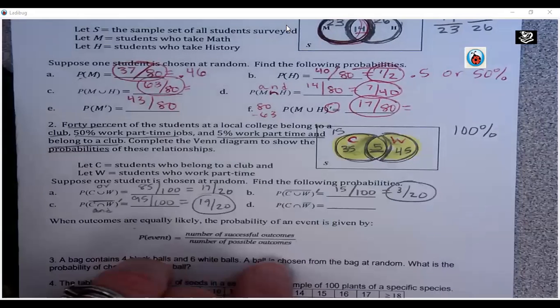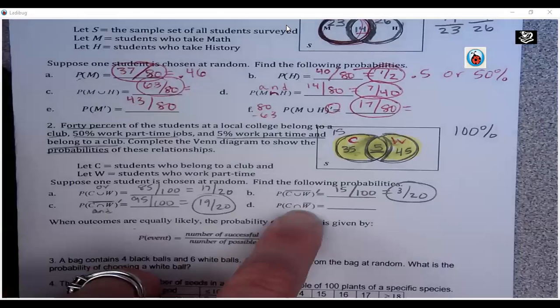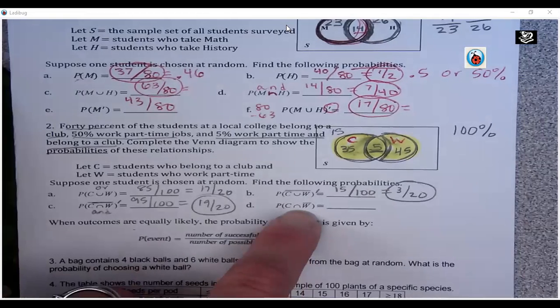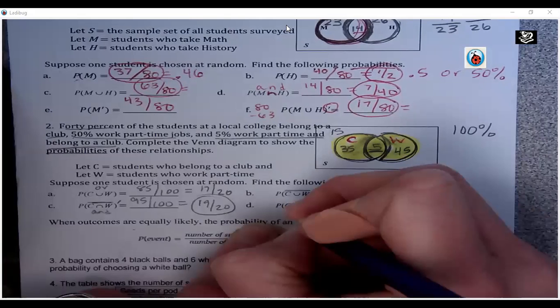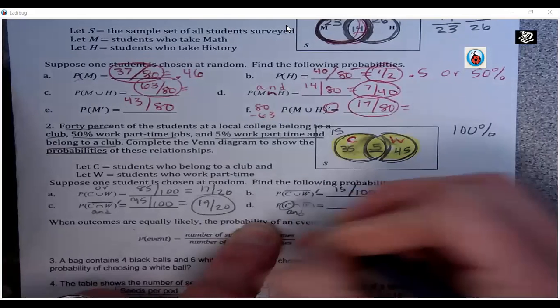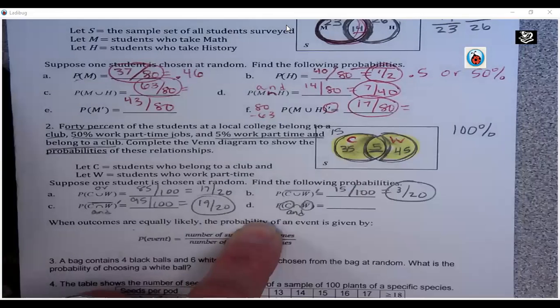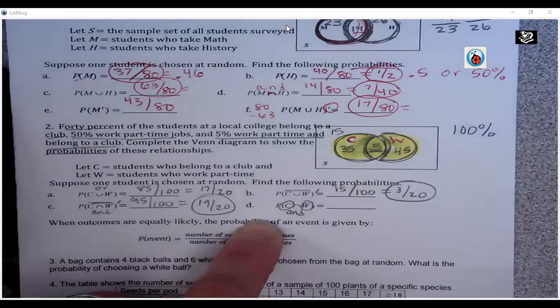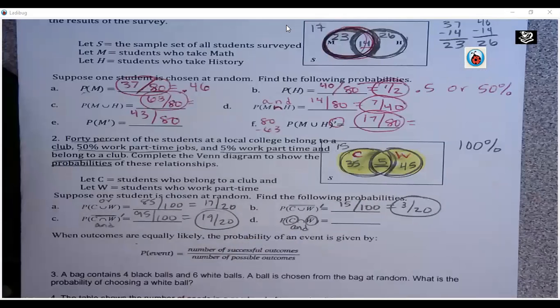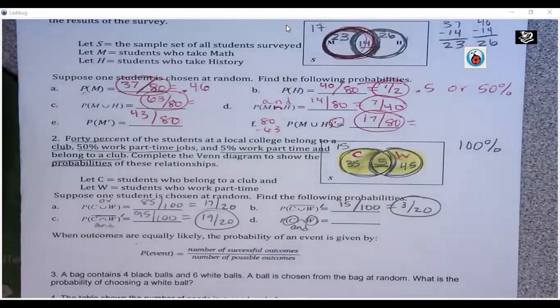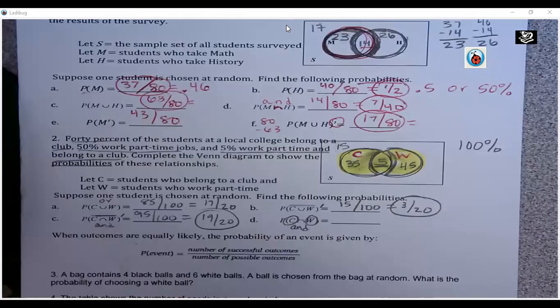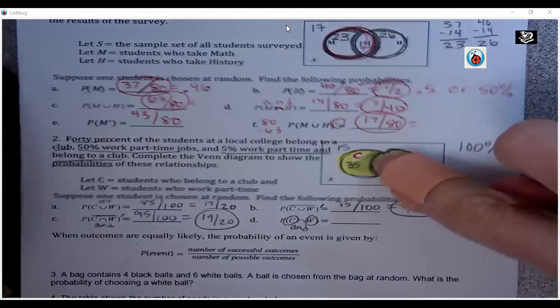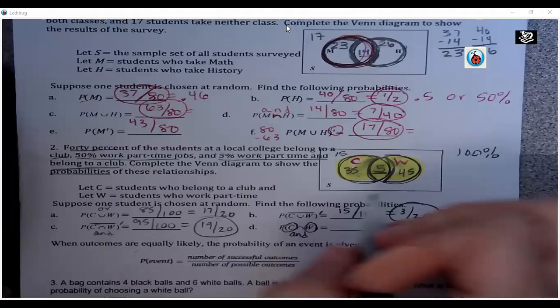All right, let's see. Tyler, you're up. What does the upside down U mean? And or? It means and. Okay, so we want people to be in a club and we want them to not work. So we want them to be in a club and not work. Does anybody know what number we're going to use? 35. Very good. Because they can't work, so they can't be in the W circle. So we're left with 35.